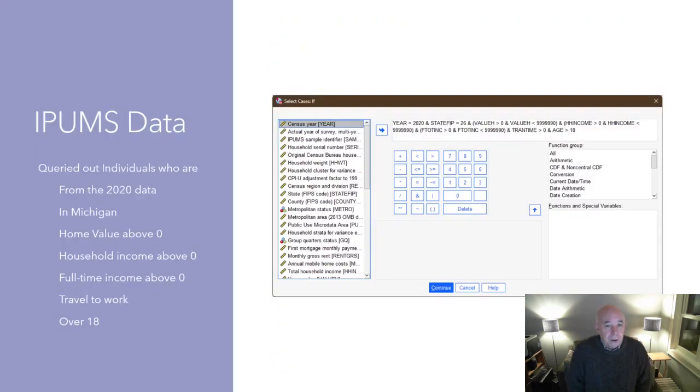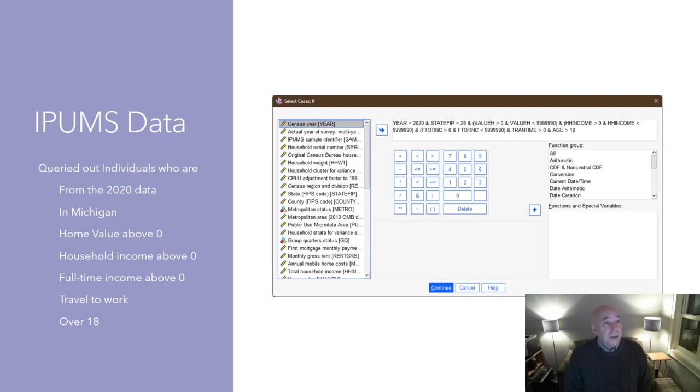I took a very large data set from IPUMS. I downloaded a bunch of variables, and from this I needed to separate out some things. I needed 2020, so I've got that. I needed Michigan, so I looked at the state FIPS code, and the state FIPS code for Michigan is 26, and I selected that out. I did two things with the home value. I wanted home values above 0, homes that had at least some level of value.